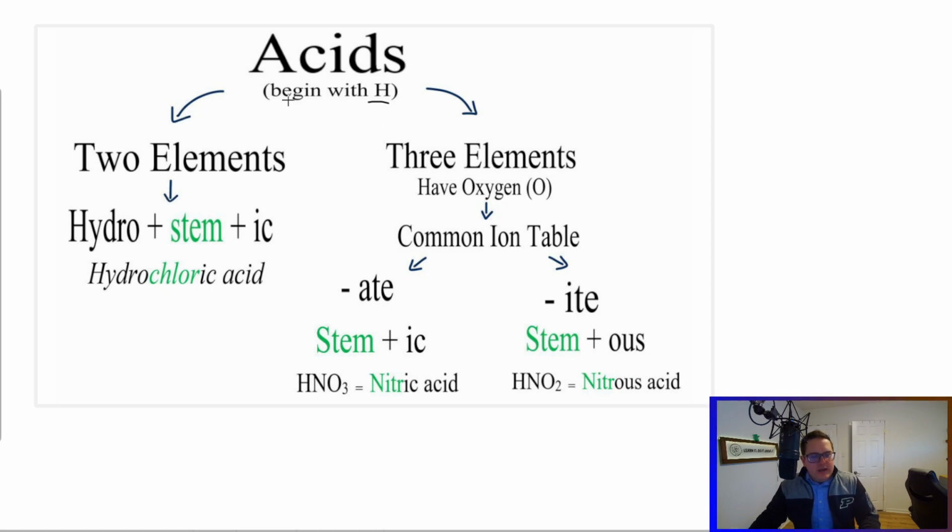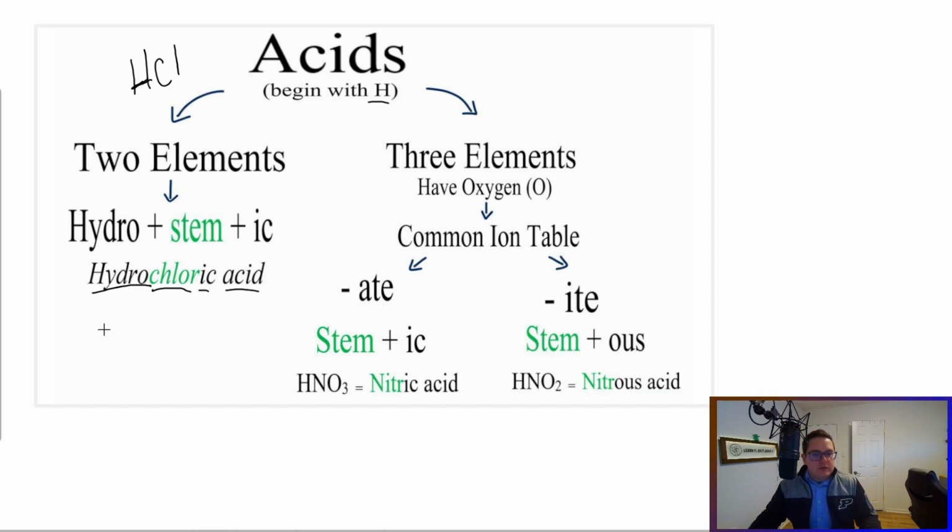So when an acid has only two elements in it, like your stomach acid, for example, HCl, what is the naming pattern we use when talking about a two element, or a very simple type of acid? Well, here's what you do. We use the prefix hydro for the hydrogen, chlor being our stem, and then ic acid.